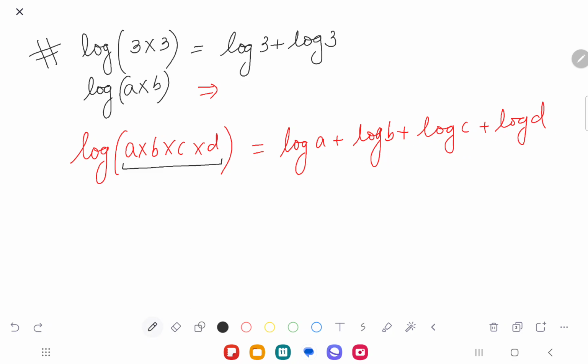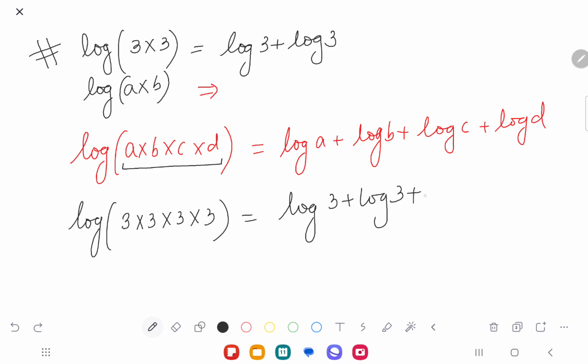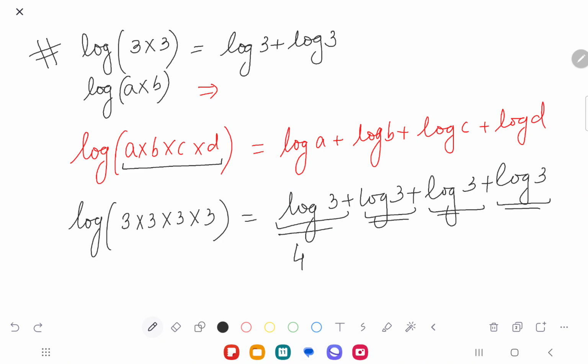Yes or no? On the same lines, if I write log 3 into 3 into 3 into 3, that is log 3 plus log 3 plus log 3 plus log 3. And when I have the same thing added 4 times, it is nothing but 4 times log 3. Are you understanding? And what is 4 times log 3?